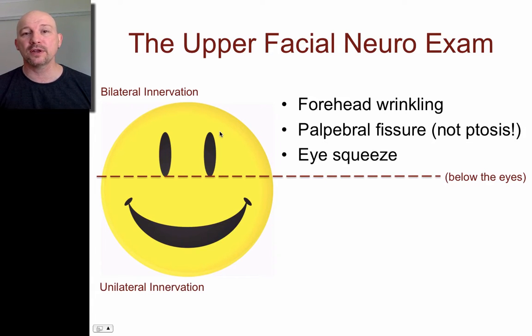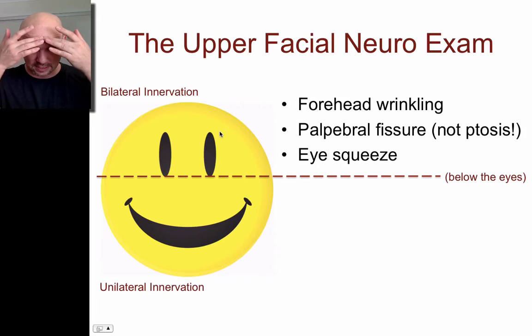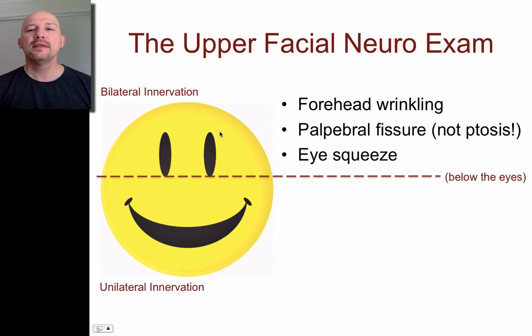The first thing we take a look at is what I've just described to you, which is the forehead wrinkling. And we ask them to lift their eyebrows up and see if the forehead wrinkles on both sides. The other thing that we look for is something called the palpebral fissure. And that's not ptosis. Ptosis is a drooping of sort of the face. So you may have learned about ptosis as a sign for stroke. It's not a great sign for stroke. So this is me doing my Mythbusters thing here. Don't worry so much about ptosis in a stroke.